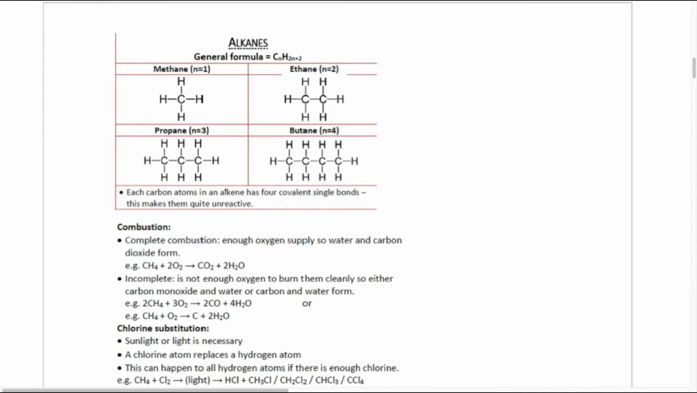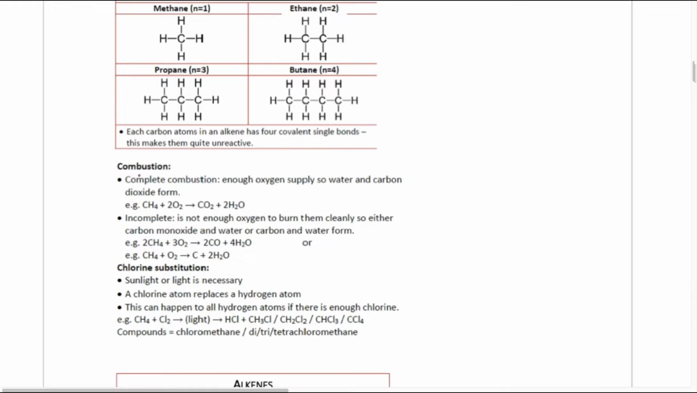So each carbon atom in an alkane has 4 covalent single bonds. This makes them quite unreactive. You can see each carbon forms 4 single covalent bonds. Likewise, for this one carbon, you can see 1, 2, 3, 4 covalent bonds. Okay, so the first reaction here is combustion. Complete combustion means enough oxygen supply, so water and carbon dioxide form. In the example, methane reacts with oxygen. Combustion means reacting with oxygen. They form carbon dioxide and water.